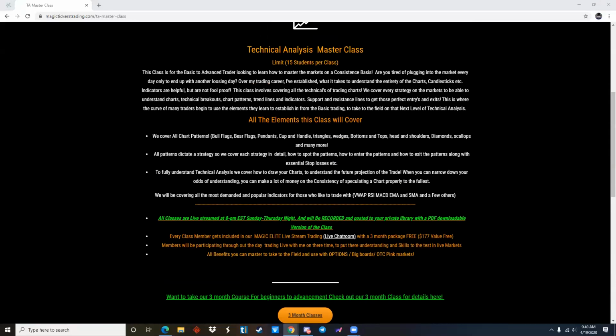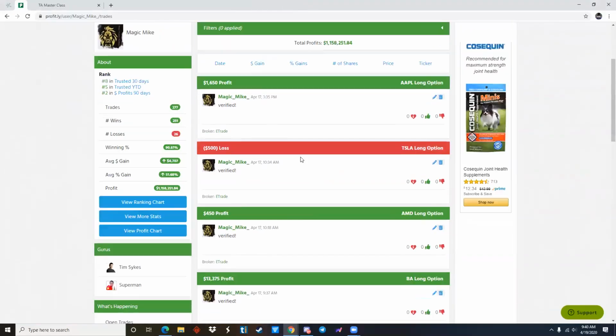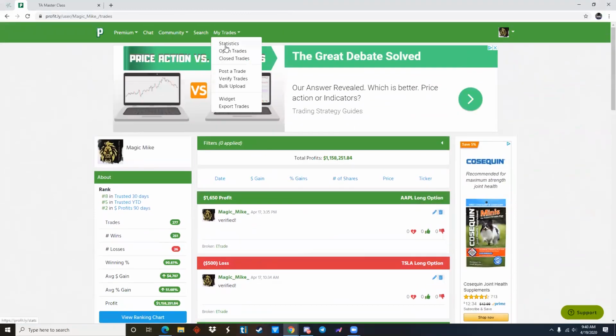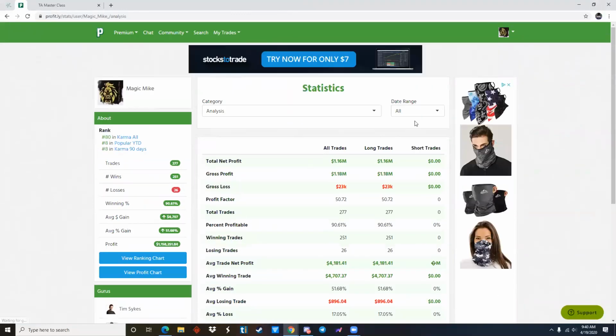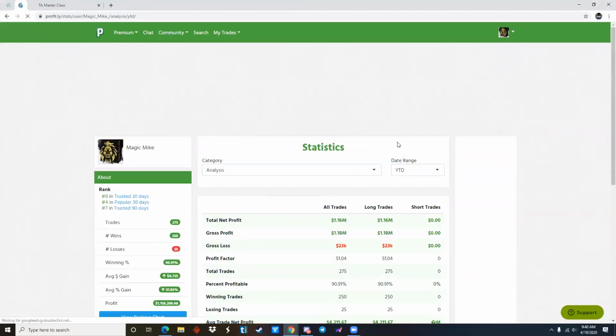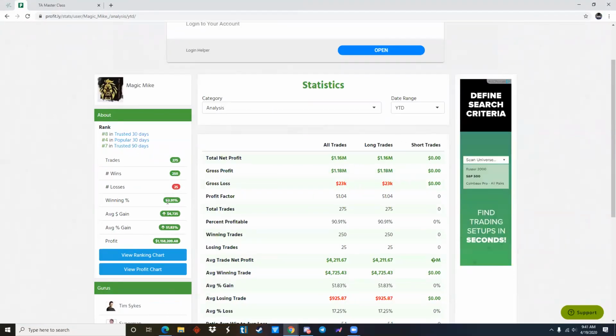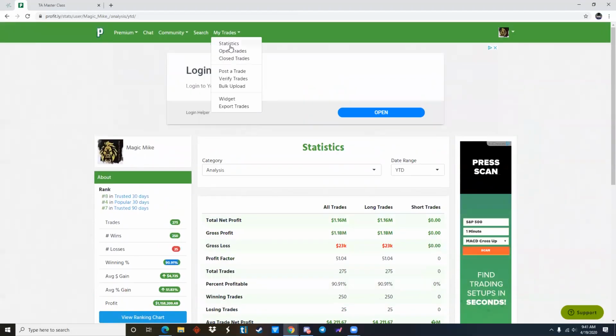I do all my trades publicly as well, guys. I did break my $1 million the other day. It was a phenomenal thing, but that was just for this year to date: $1.16 million so far this year, with a 90% winning rate. I'm very particular when it gets into my trades, and this is literally on just option trades alone.